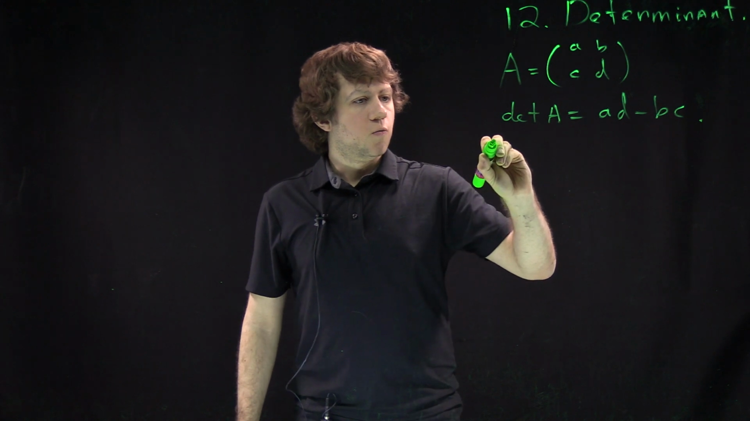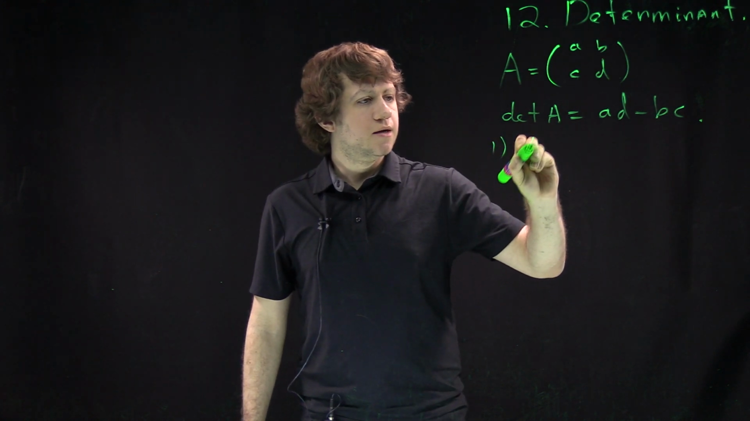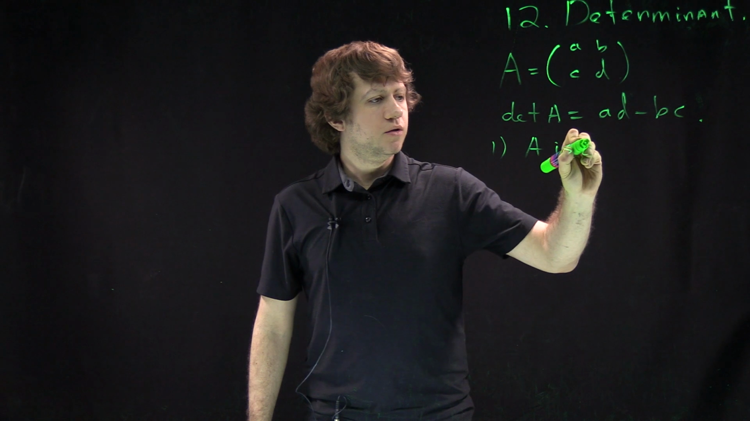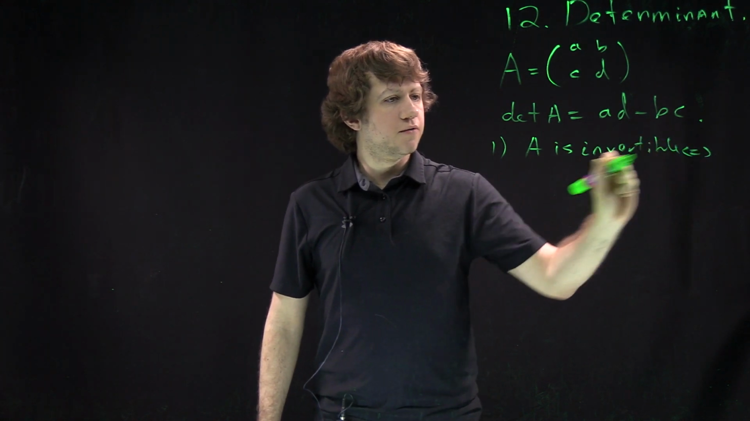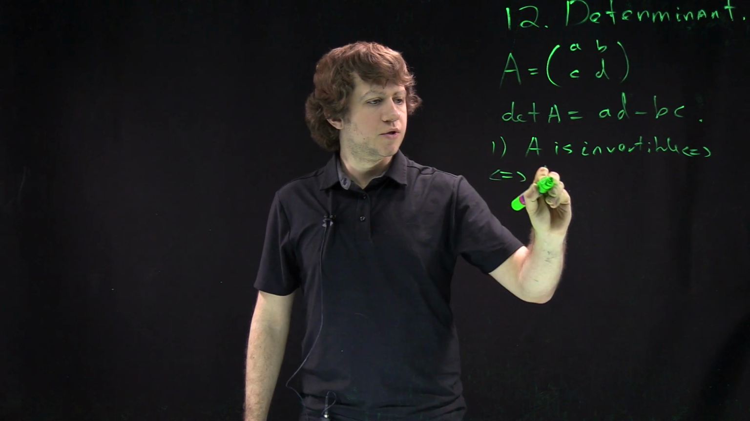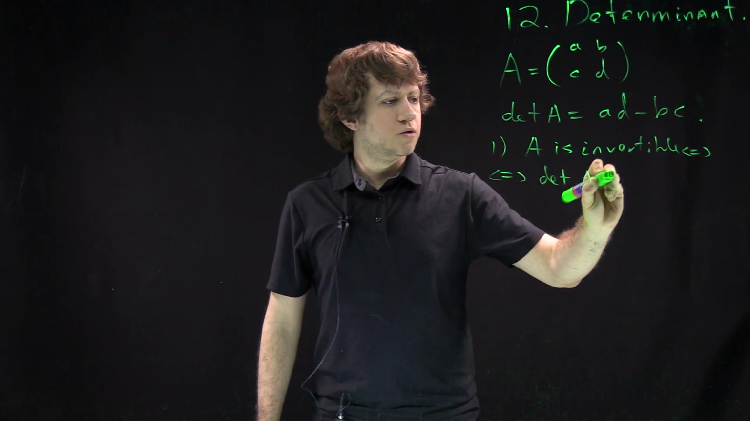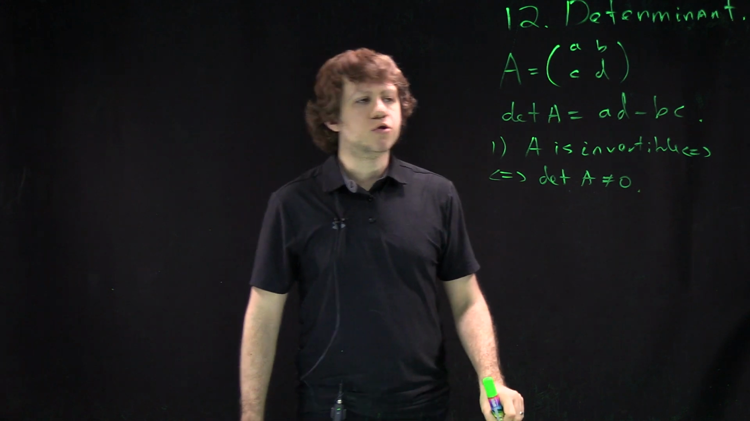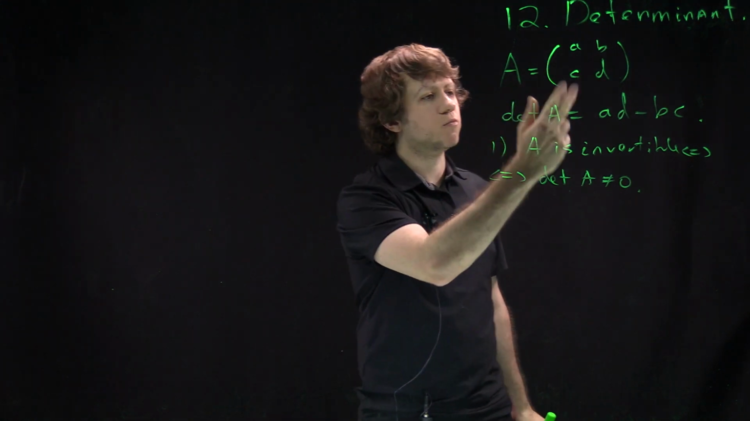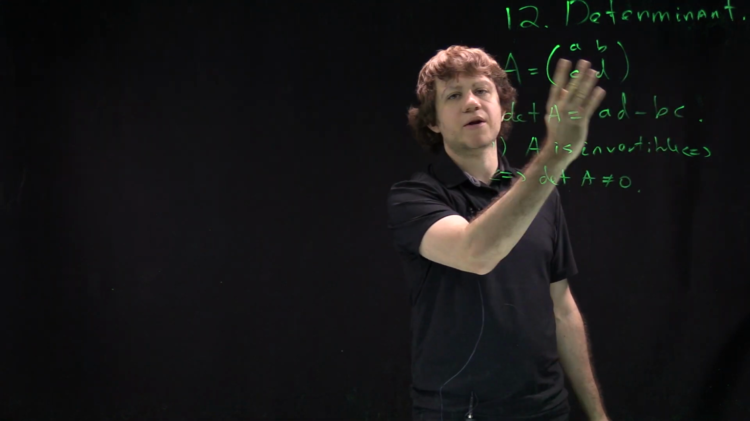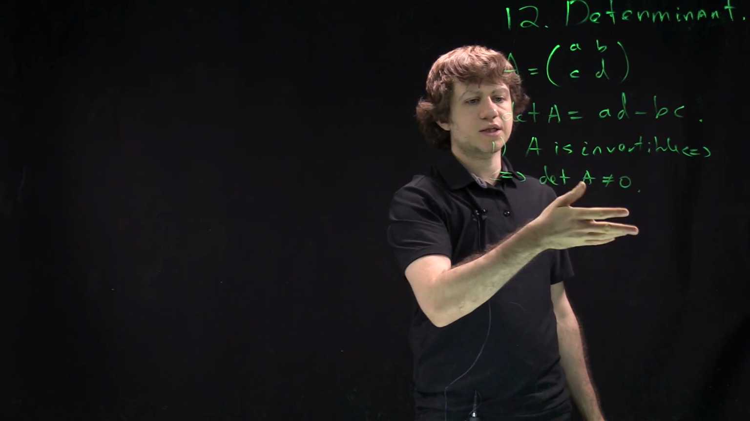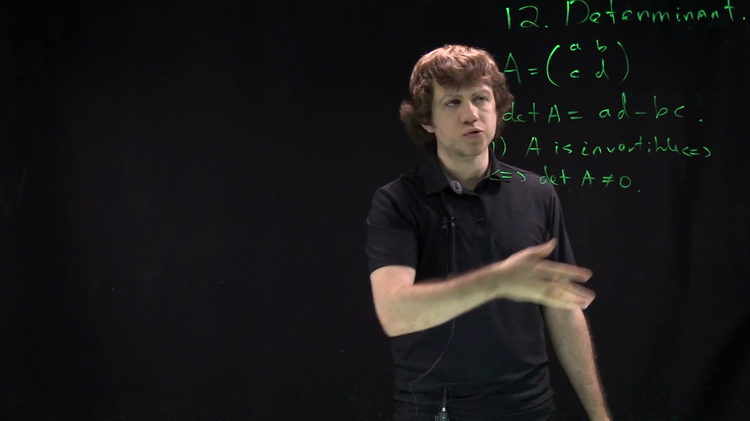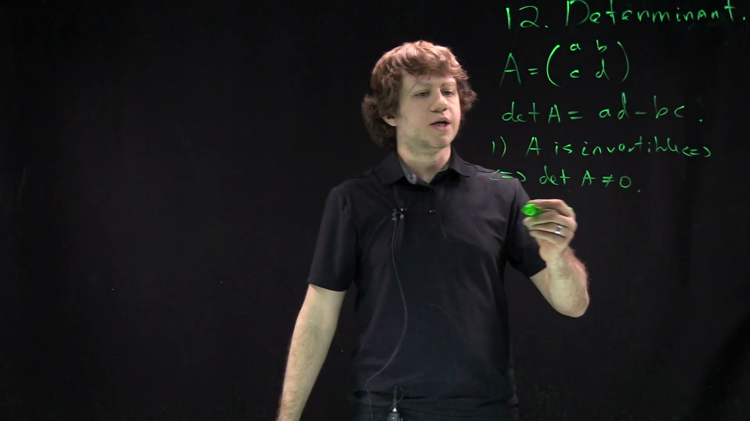So one of them was that A is invertible if and only if the determinant of A is not equal to 0. So the determinant is exactly the quantity which helps you to see whether a matrix is invertible. So this is a really simple computational tool which helps to check that.